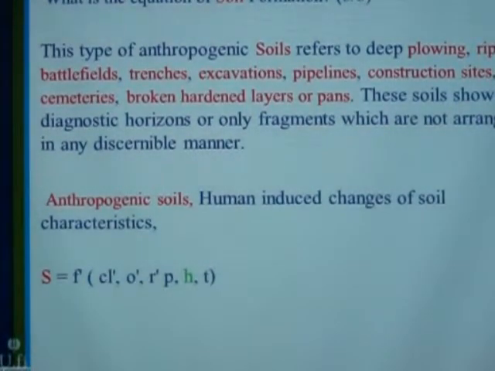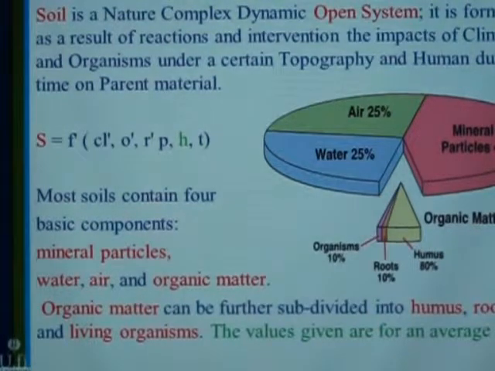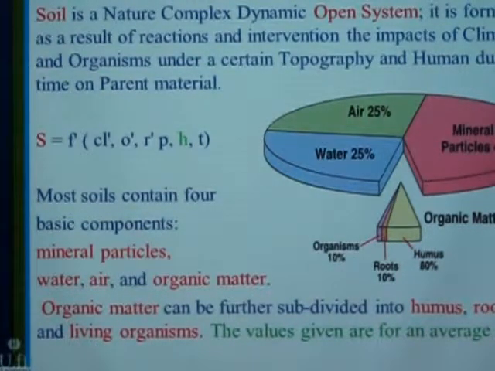So let's see what soil means. Soil is a natural, complex, dynamic, open system. What does open system mean? If I put anything in a glass or a bottle and close it, this means a closed system. I could control it. However, I couldn't control the soil. That means soil is an open system. And it's formed as a result of reactions and interactions between the impacts of climate, organisms, under a certain topography, and humans, during time, on parent material.